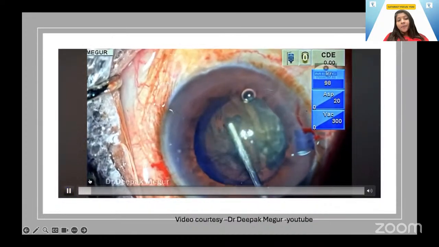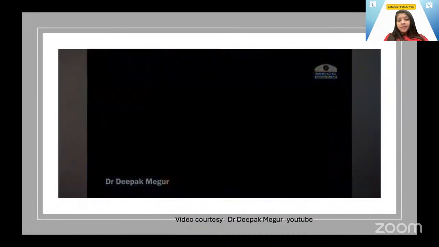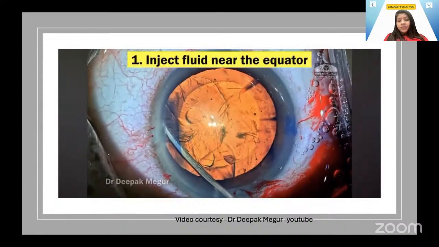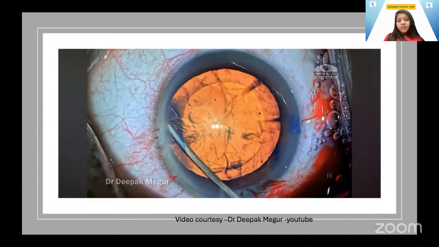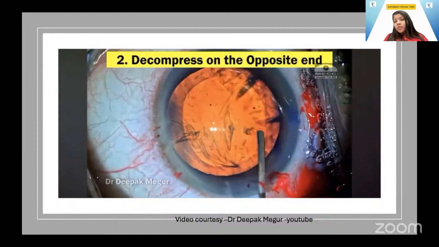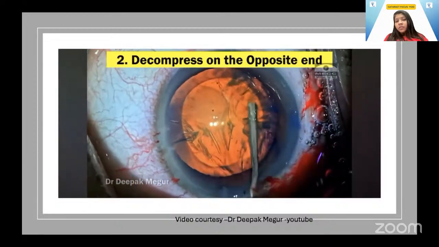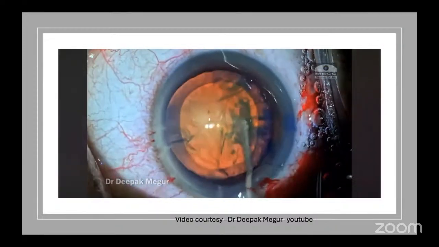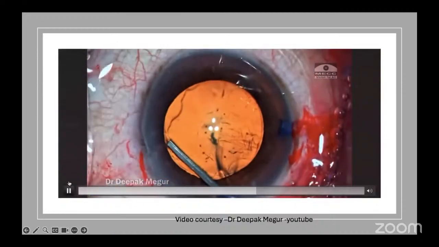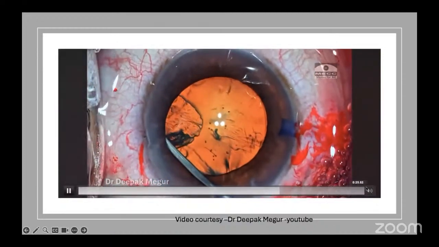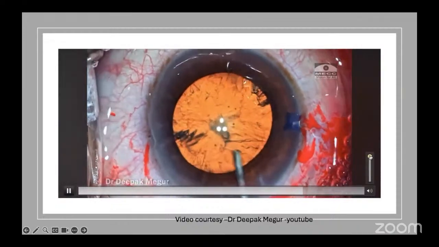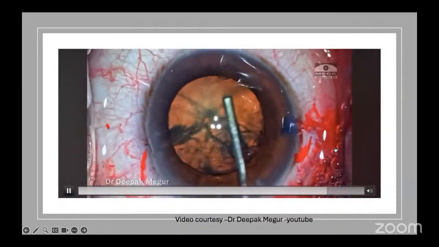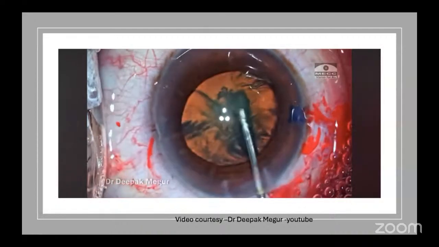So hydrodissection basically consists of two steps. One is we inject fluid from one equator. The second is to decompress the bag on the opposite equator of the lens. So this completes one cycle of hydrodissection. You inject the fluid from one quadrant and then depress the nucleus in the other quadrant so that you let out the fluid. So this is one cycle.